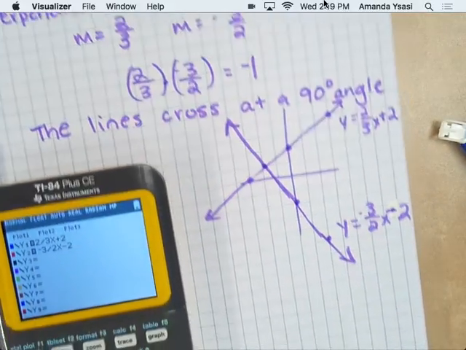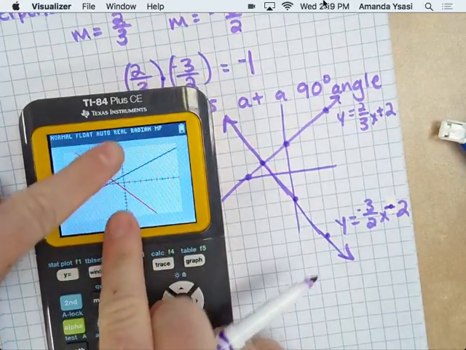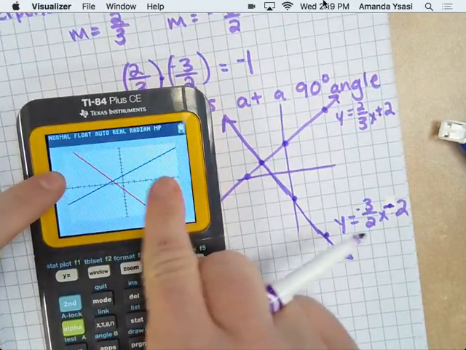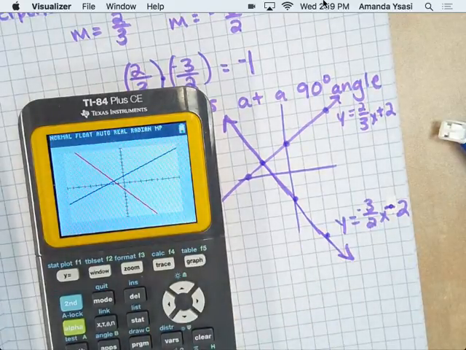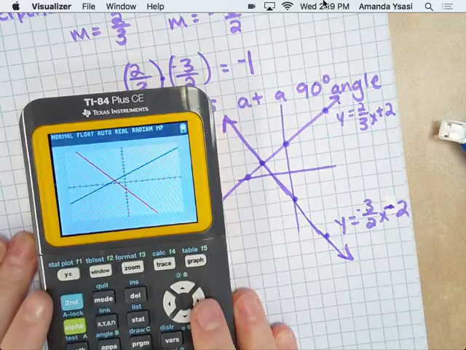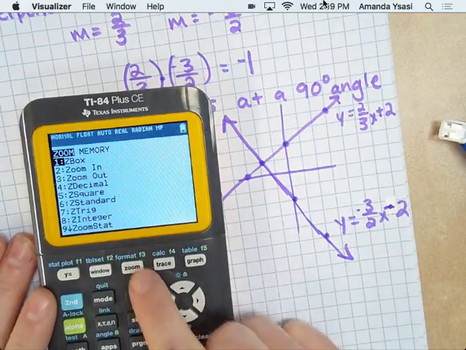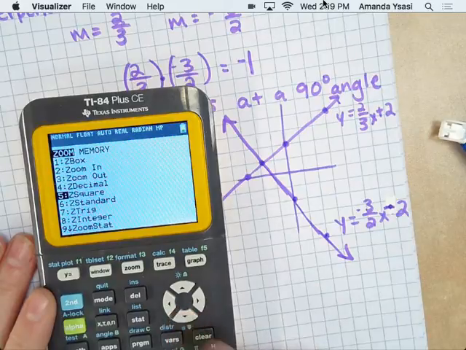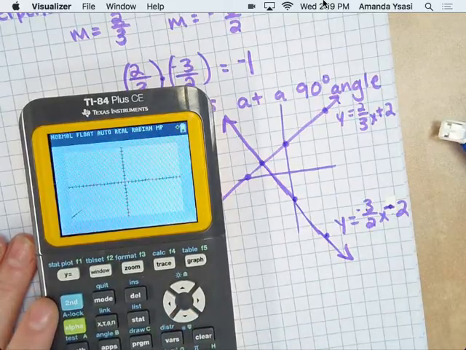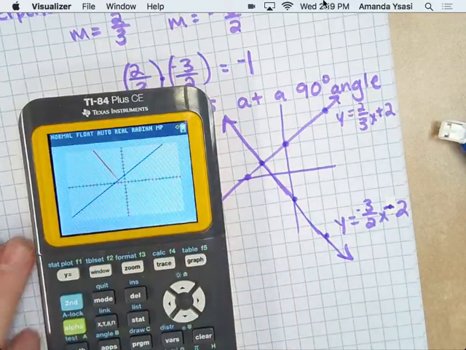Yeah, the window. It has to do with the window. The window is stretched, the increments, the differences between them. So we need to know how to change it so it looks right. There's a couple different ways. We can go to zoom. Number 5 makes it where it's square. Zoom 5. Now it looks like the tick marks on X and Y are the exact same.